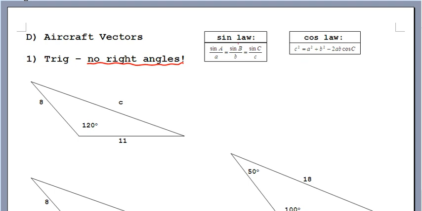Sine law is all about things being opposite. You need to have opposite angles and sides. So if you have an opposite angle and a side, sine law works great. Cosine law is what you use when you don't have an opposite angle and a side. Although what's interesting about cosine law is we're only going to use it to solve for a side.